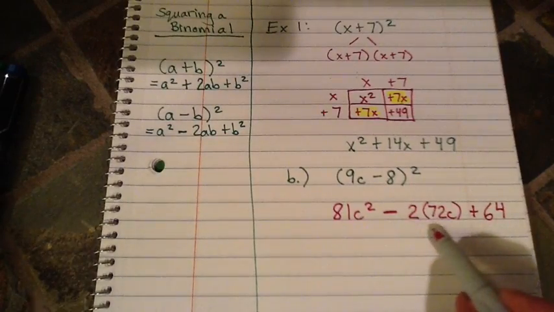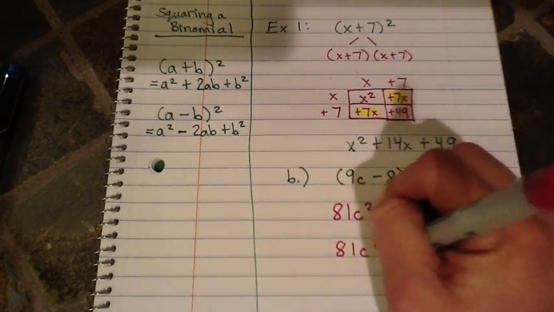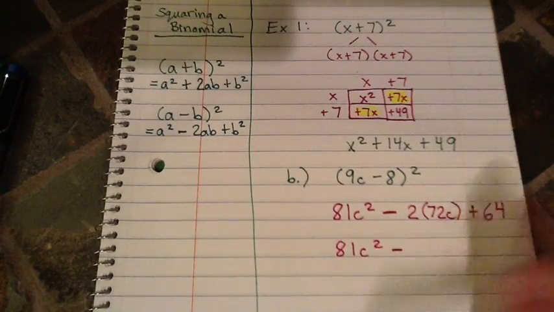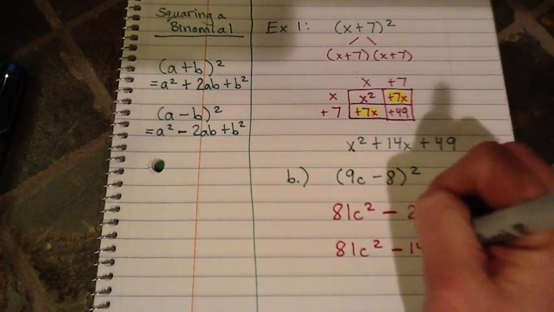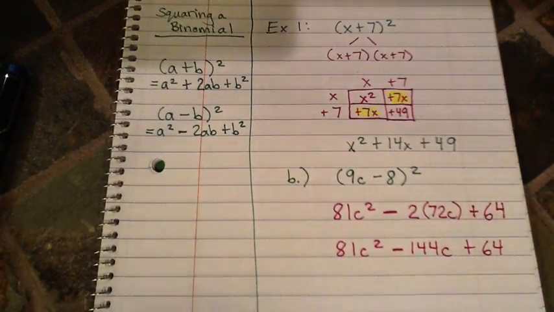Now you multiply this here and you have your answer. 81c squared subtracting 72 times 2 is going to be 144c plus 64. And that is a binomial squared.